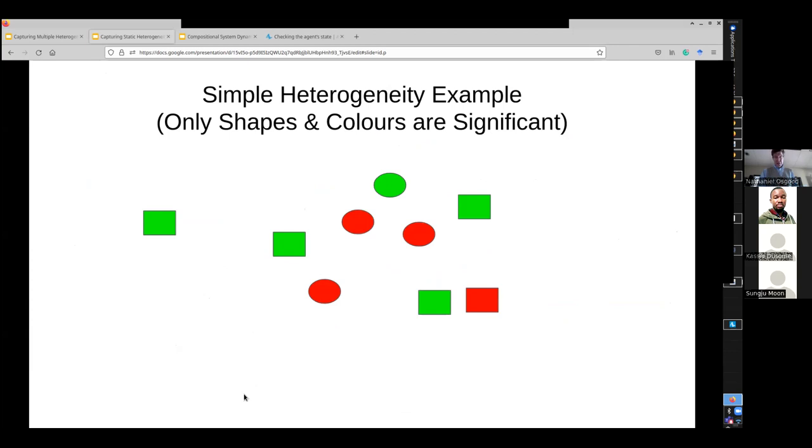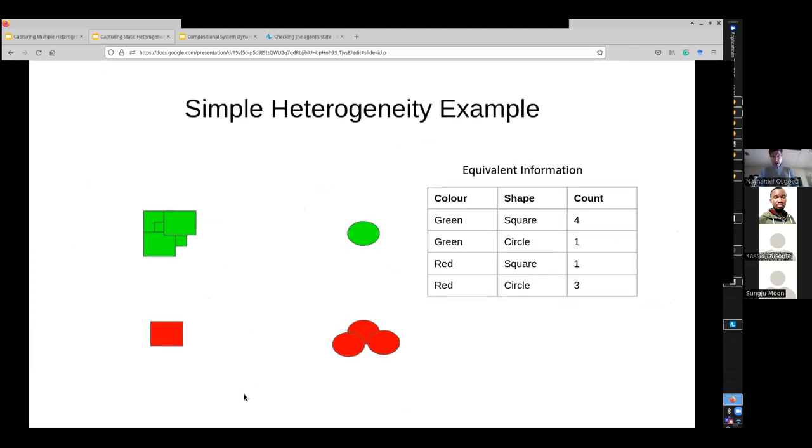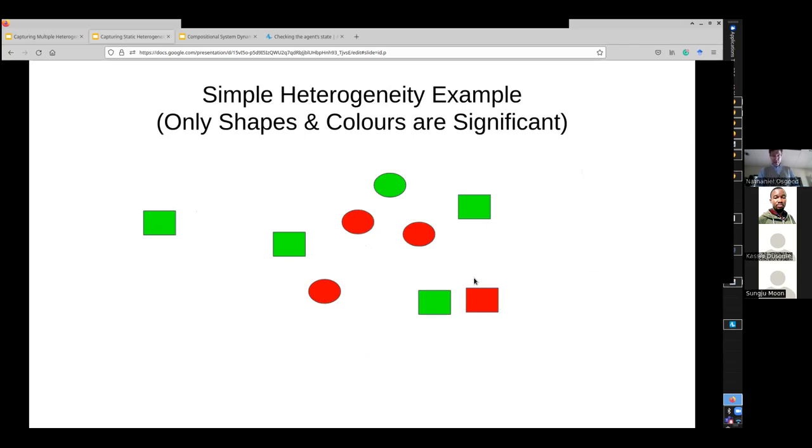And I analogize this to having a grouping of objects, which we could summarize in a table, a count of different combinations. It's analogous to the idea of putting things in bins and counting the number that fall into each bin. Or we could just keep track of each of these items, not try to collapse them into these equivalence classes, and keep track of its characteristics.